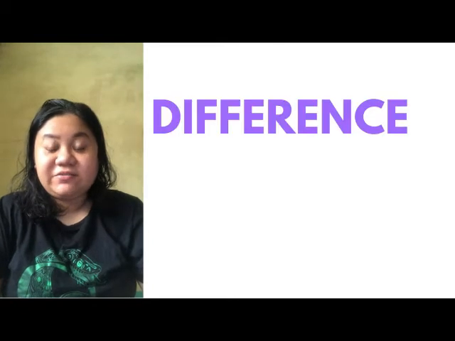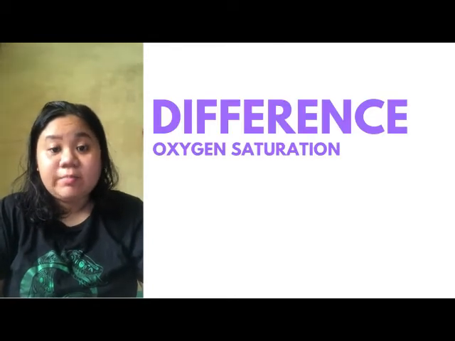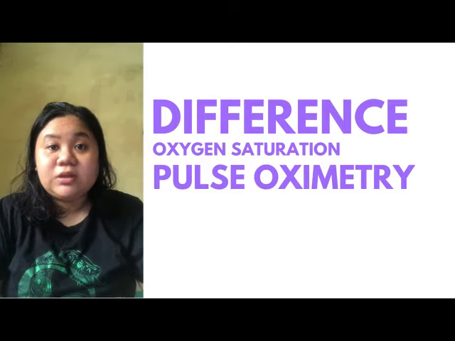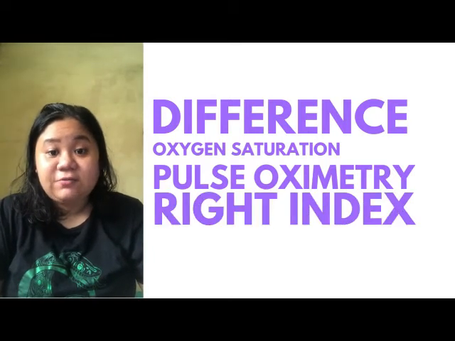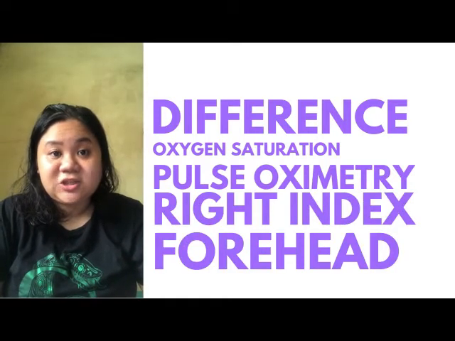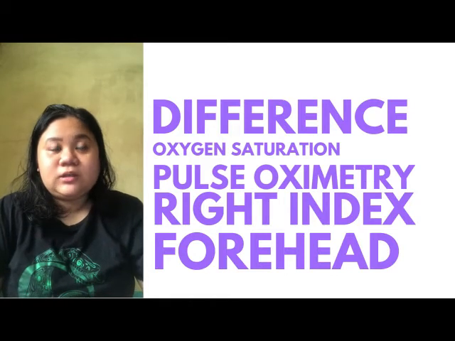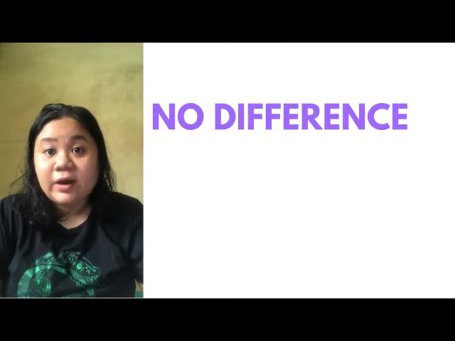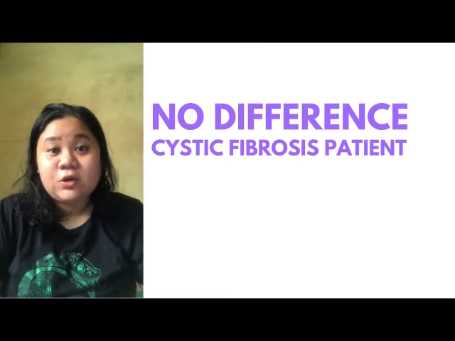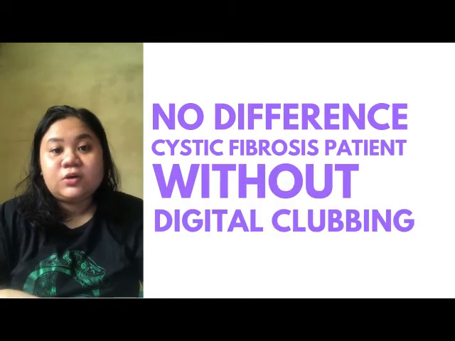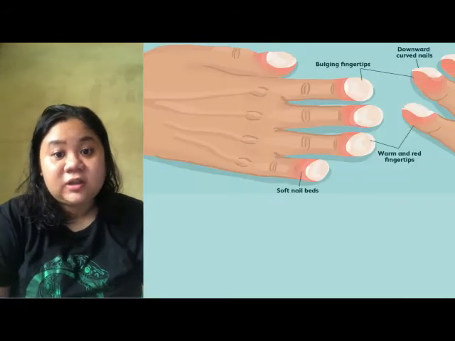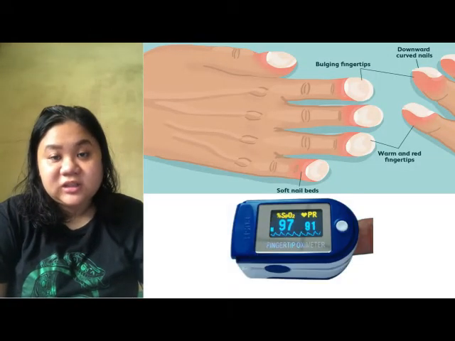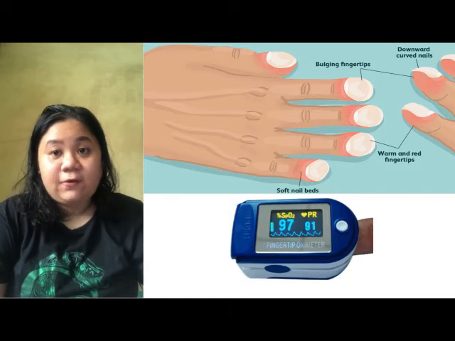So we found evidence of a clear difference in oxygen saturation measured by pulse oximetry between the measurement of the right index and the forehead in cystic fibrosis patients with digital clubbing. No difference was found in cystic fibrosis patients without digital clubbing. Ideally, we could also have looked for a correlation between the degree of digital clubbing and the difference in oxygen saturation measured at the forehead and right index.